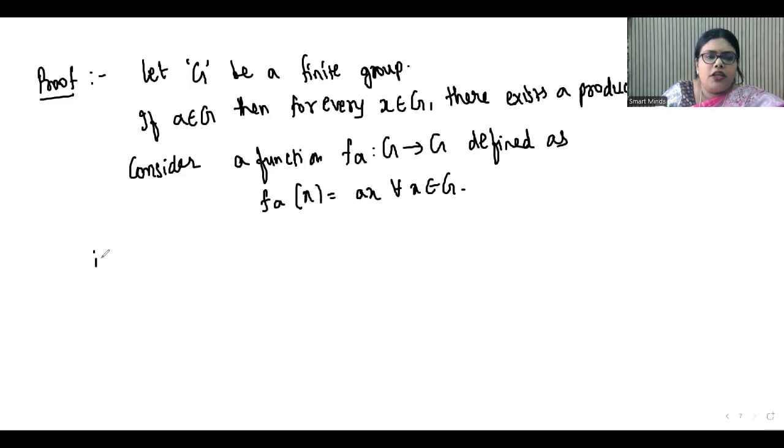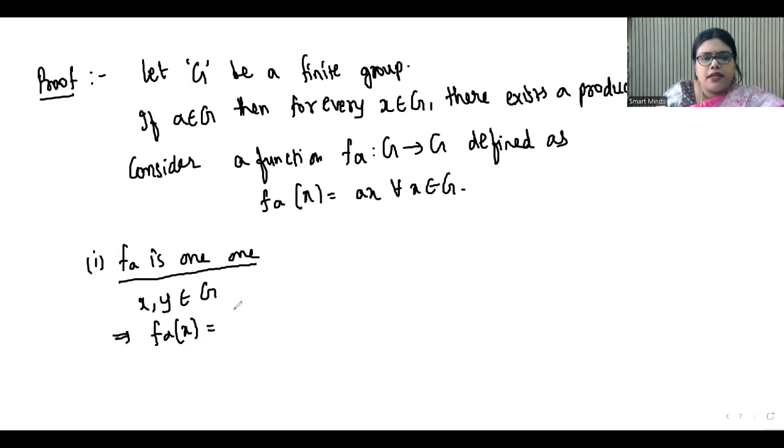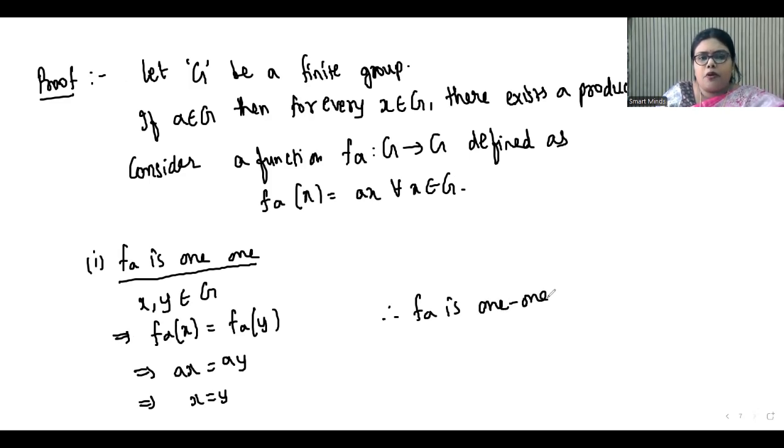Now first we need to prove that FA is 1-1. How to prove it is 1-1? X, Y belongs to G. That implies FA of X is equal to FA of Y. That means AX is equal to AY. A gets cancelled, you will get X is equal to Y. Therefore, we can say FA is 1-1. This is the first property.